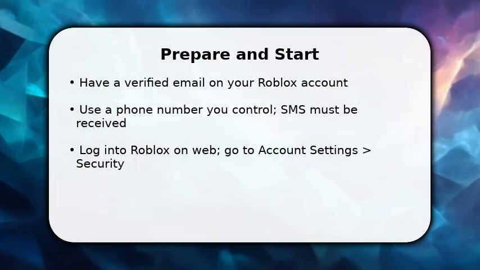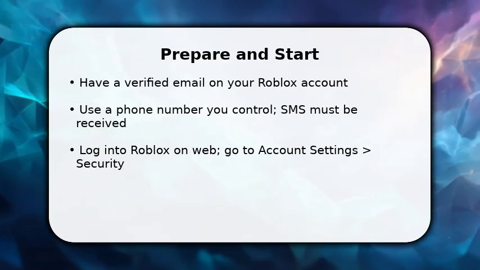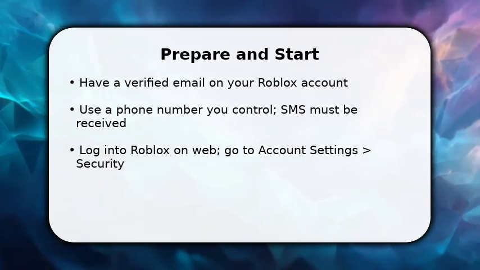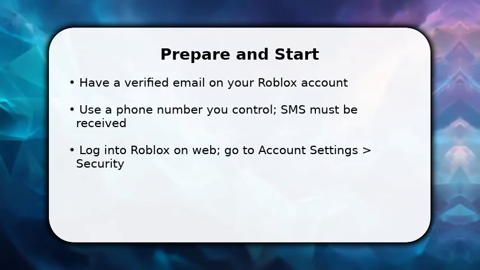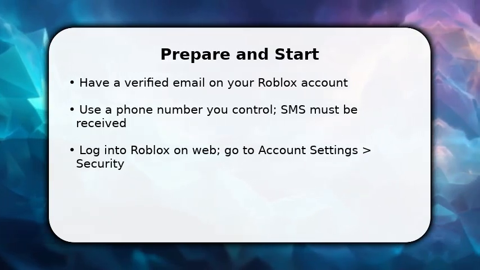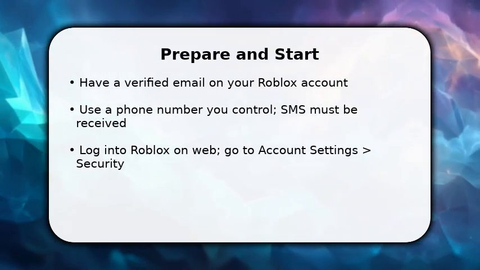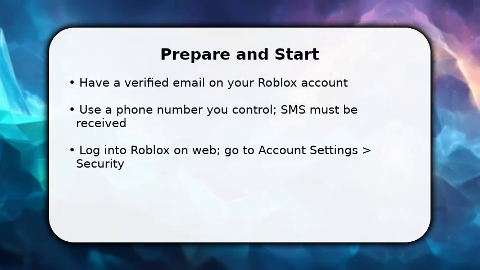You'll begin by confirming prerequisites. Make sure your account email is verified and you have the phone nearby. Once logged into Roblox on a browser, open Account Settings and select Security. You're doing this now to access the phone field immediately.